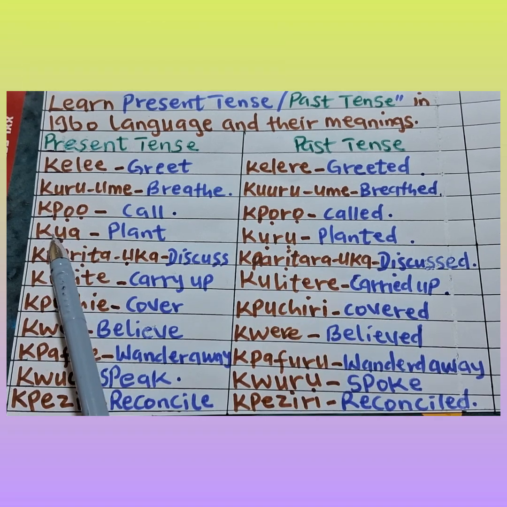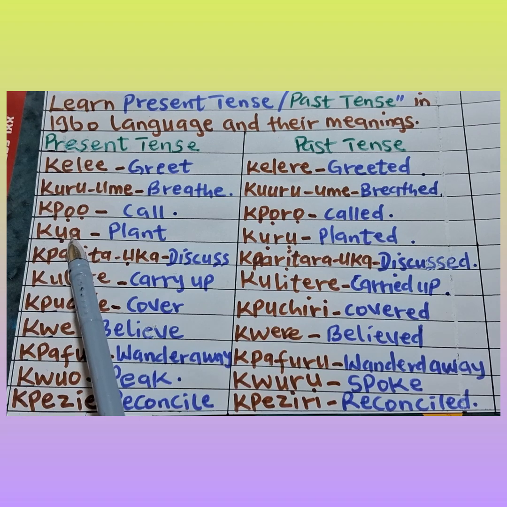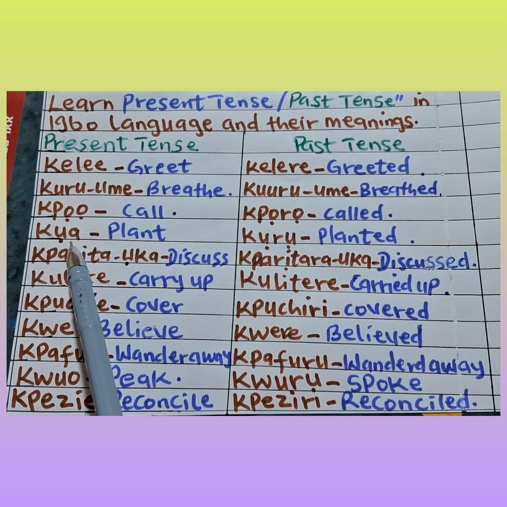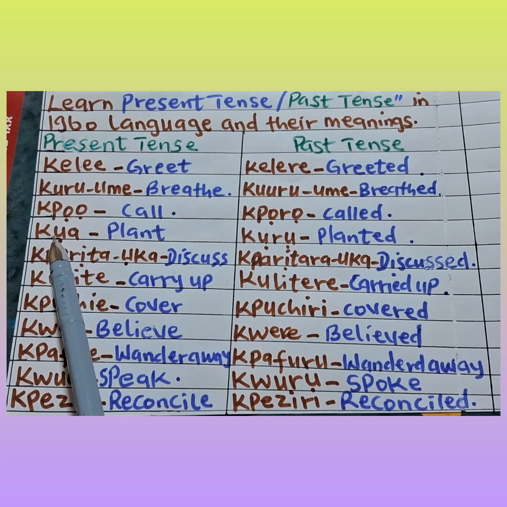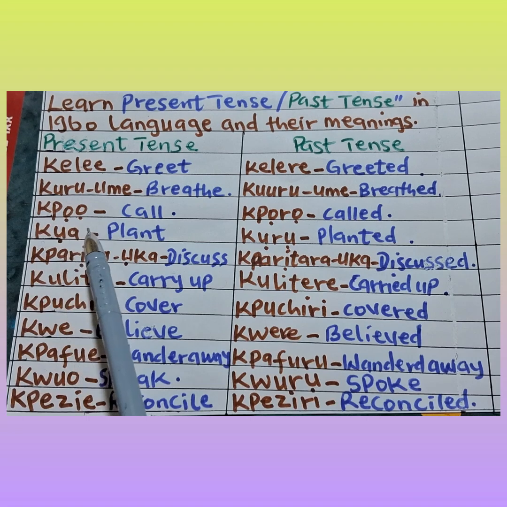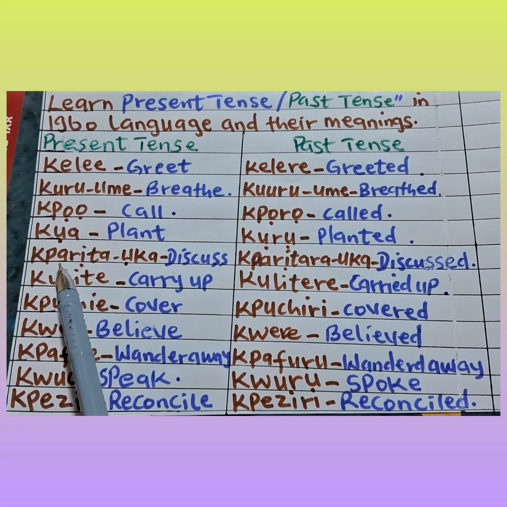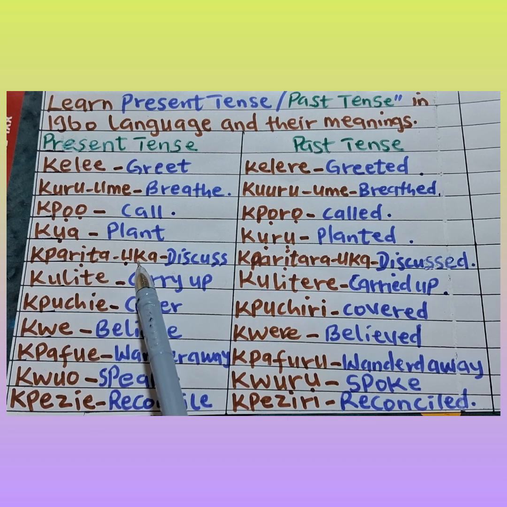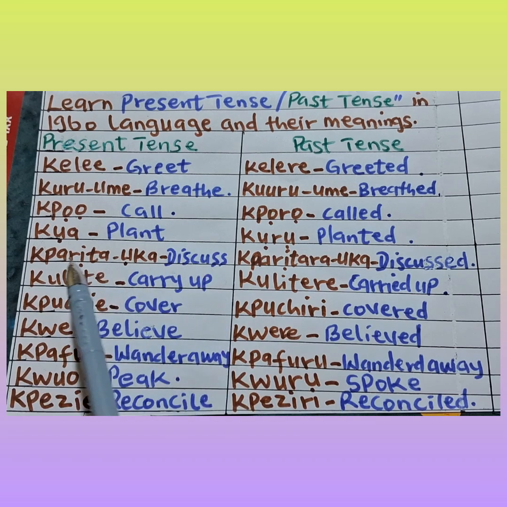You can see that here is kwa. Some may use o, that is o with a dot under it. They will use it and fix it here and remove this a. It means kwa. It's just the same thing. It means plant. Another one is parita oka, meaning discuss.